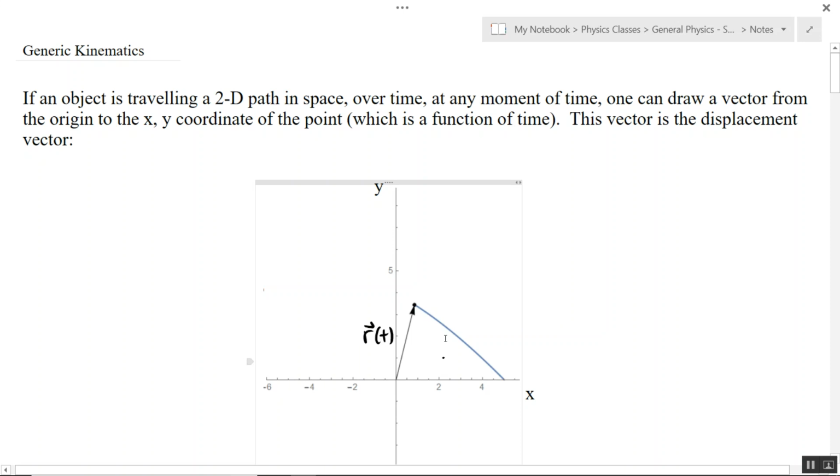There's a t here because it depends on time, right? At some point in time, the person was here, so the position vector is like this. At some other point in time, the person was here, so the position vector is like this. The position vector changes all the time, depending on where the person is at different moments of time. That's why there's a t there. But it's nothing magical. It's just another vector.